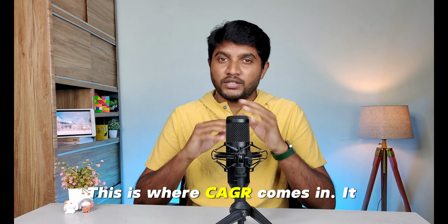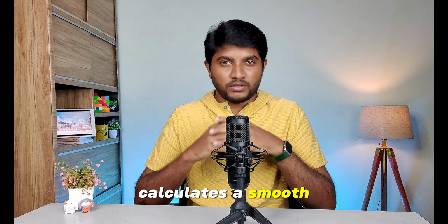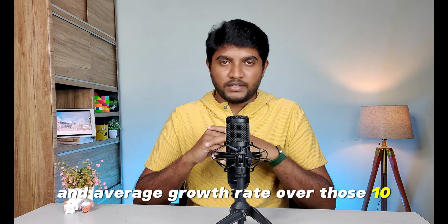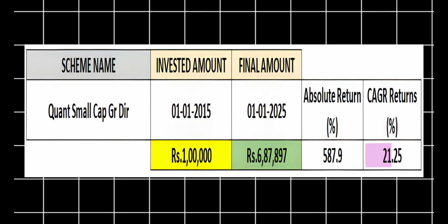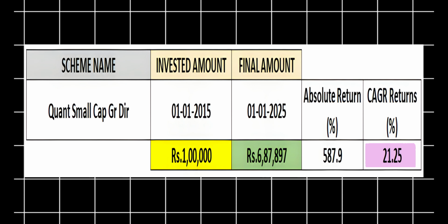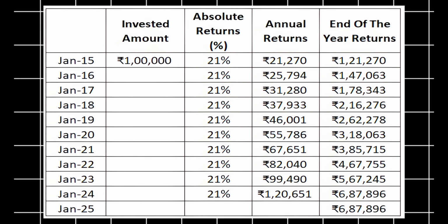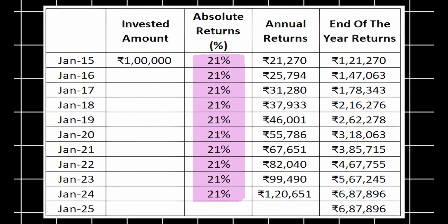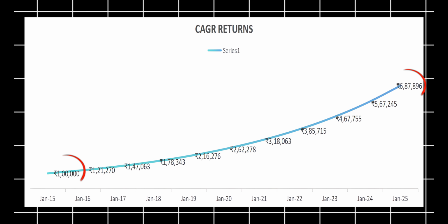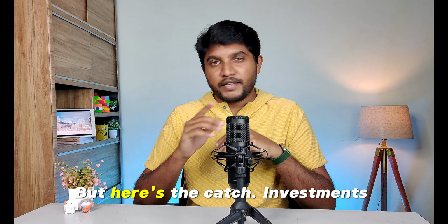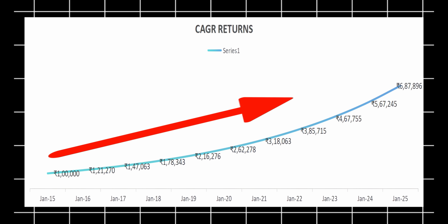This is where CAGR comes in. It calculates a smooth and average growth rate over those 10 years. Let's say in this case, it comes out to 21% per year. This means if your investment had grown at a steady 21% every year, you would have reached the same 6.9 lakh. But here's the catch. Investments don't grow at a steady rate.